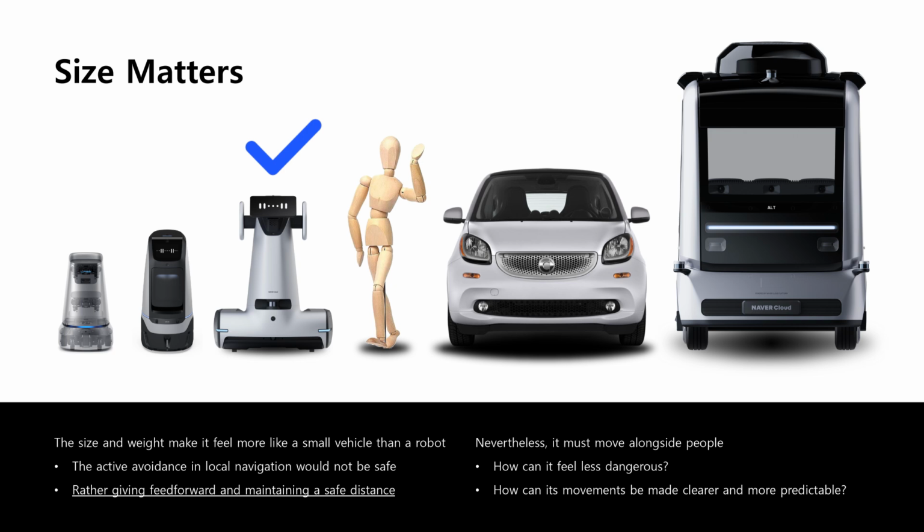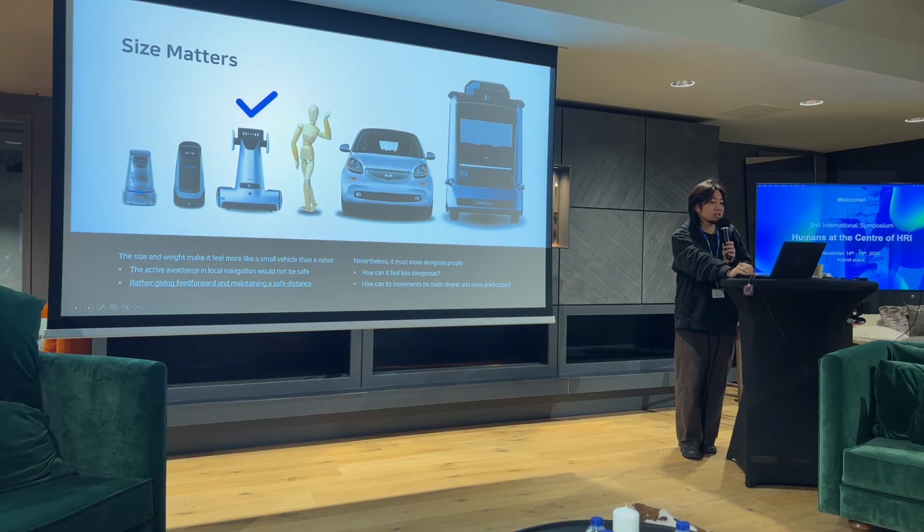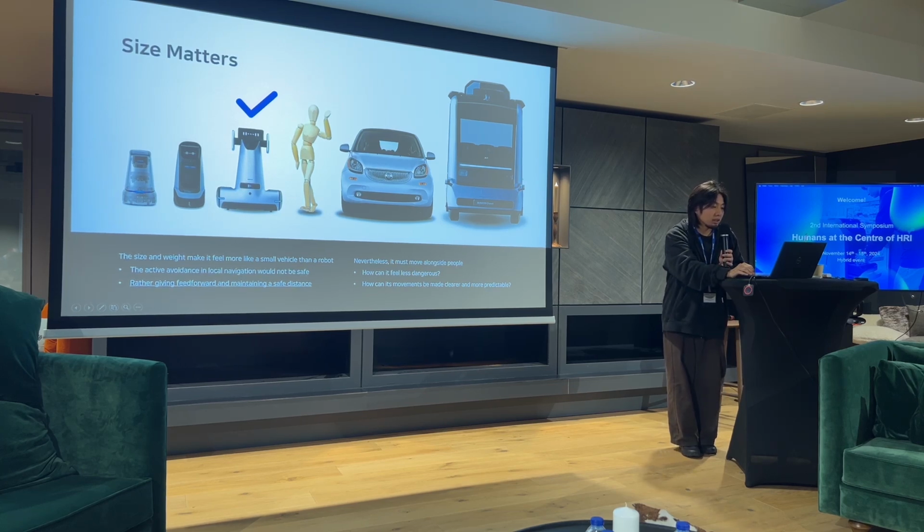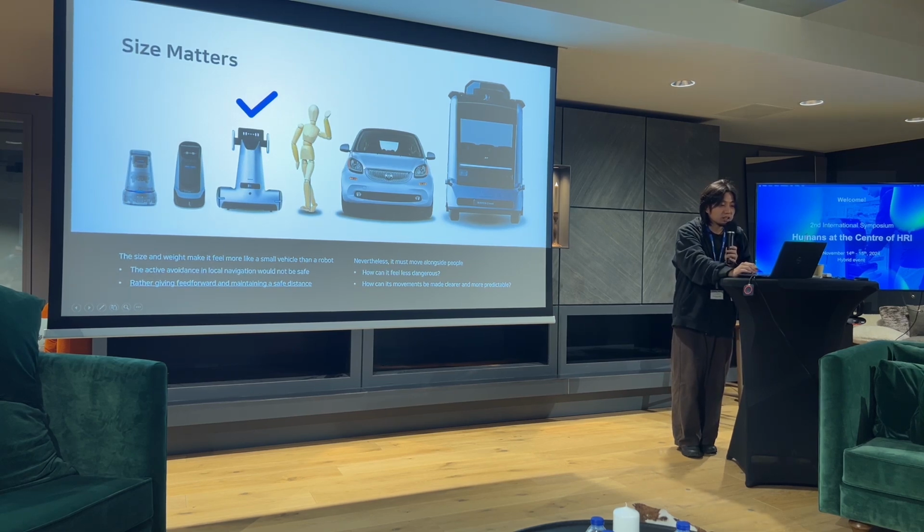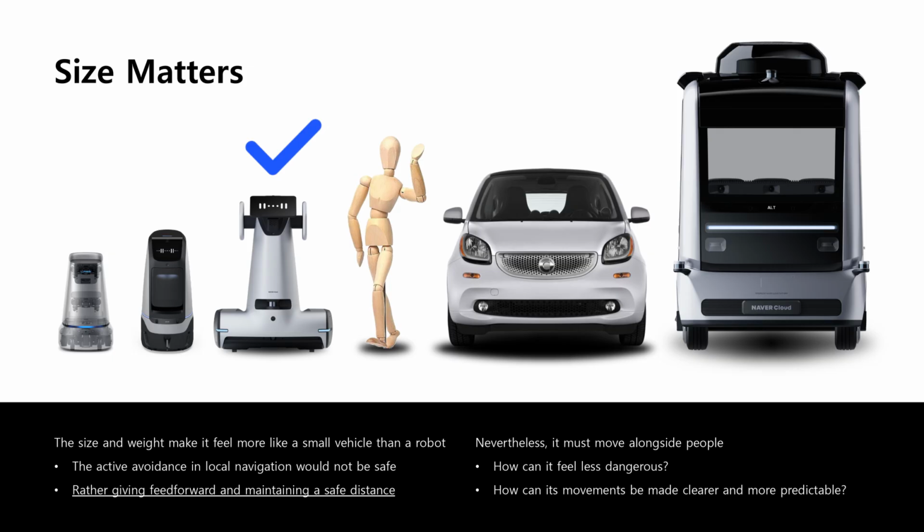First, the robot size had a big impact on its navigational behavior. Its large size and weight make it feel more like a vehicle rather than a robot, and it can be intimidating. Sudden evasion like those of small service robots could be dangerous for this robot. So instead of actively avoiding obstacles nearby, we decided to make the robot stop in front of the obstacles, give clear signals about its movement, and keep a safe distance from people.